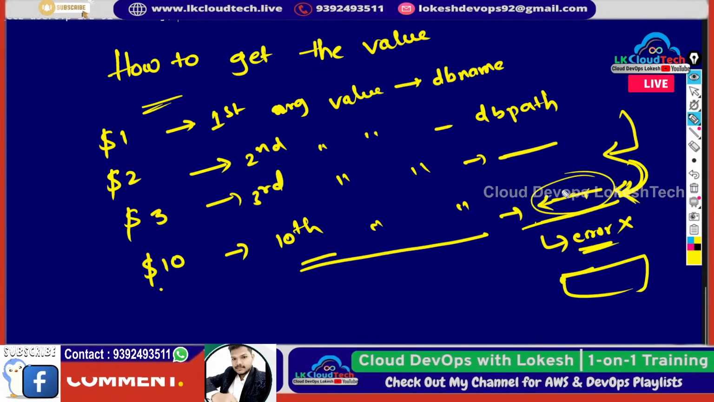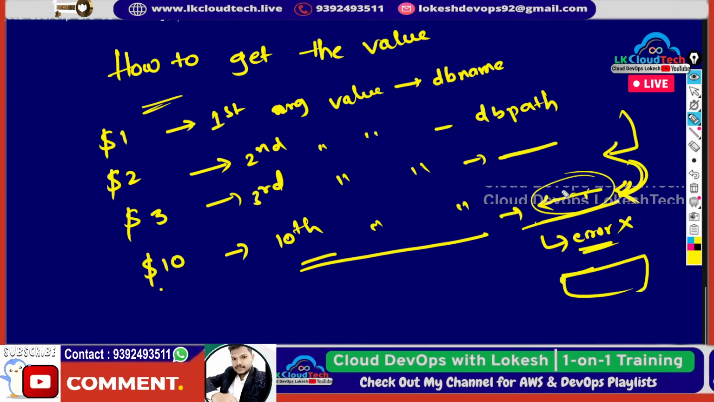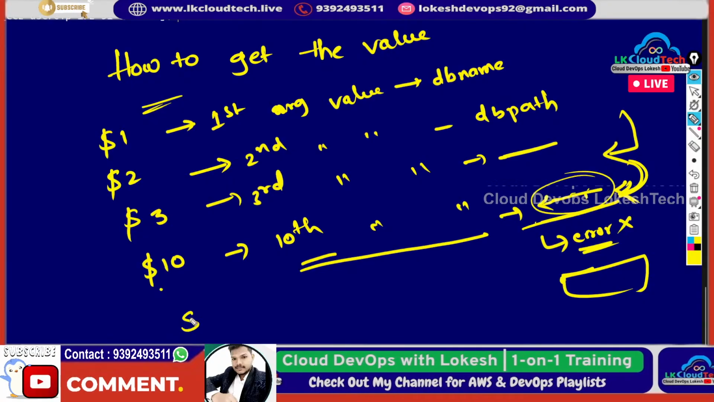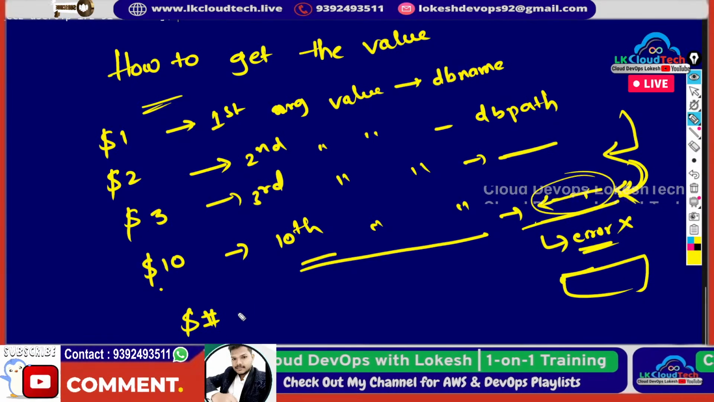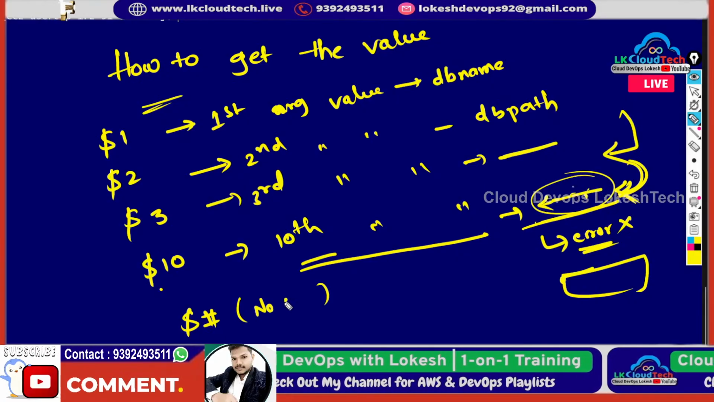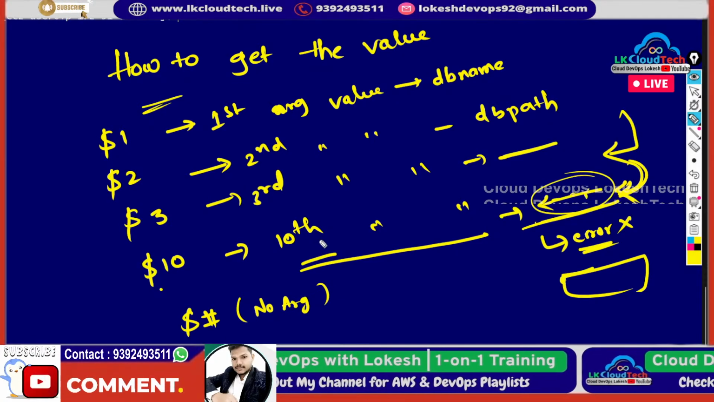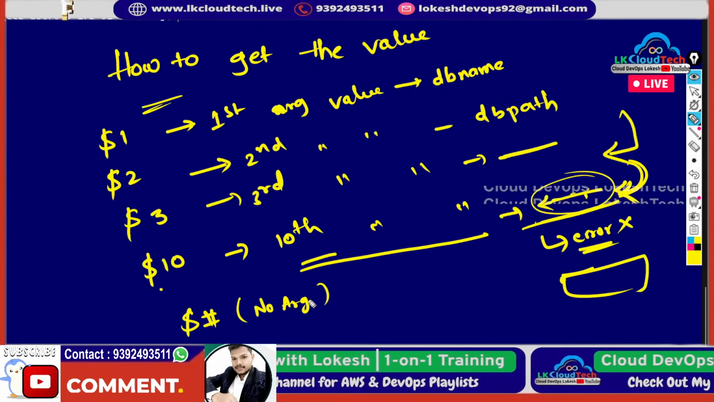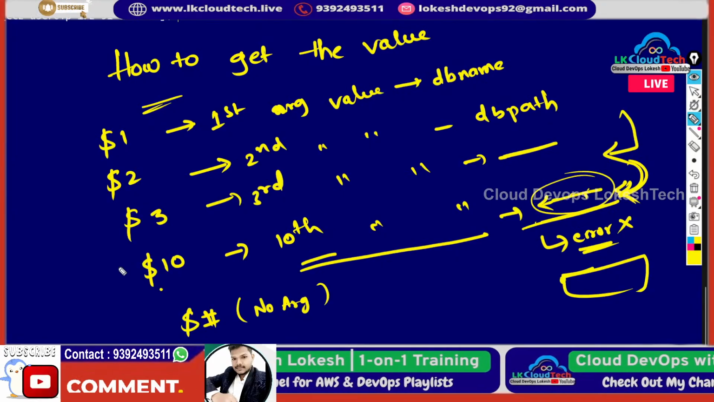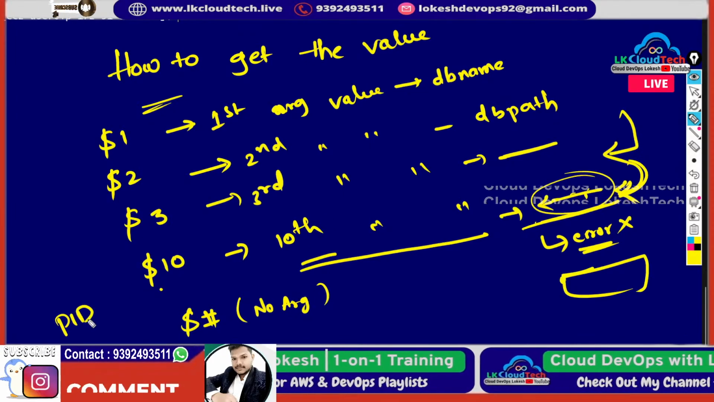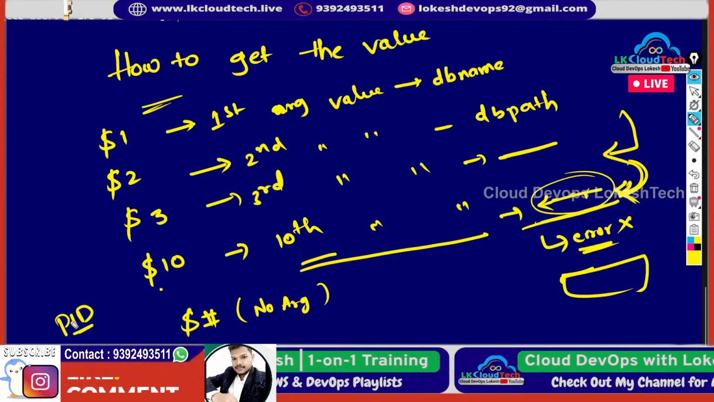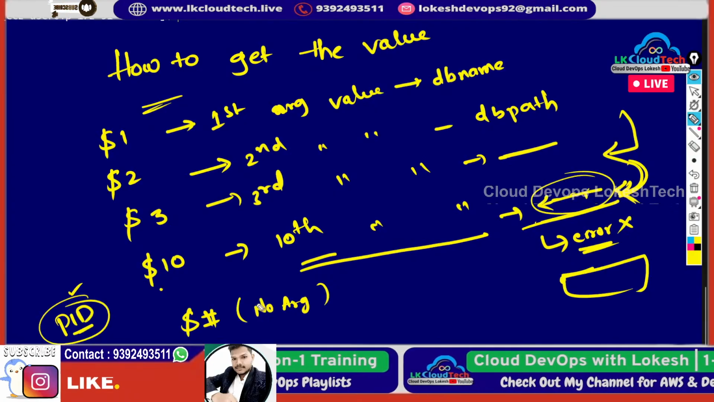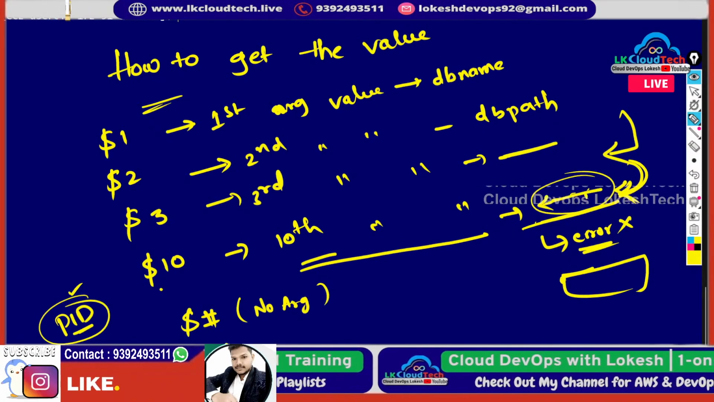So I need to display the count of values. We have to use $# for the number of arguments. Just keep that in mind. And there is a PID also. If you want the PID value, you use $$.